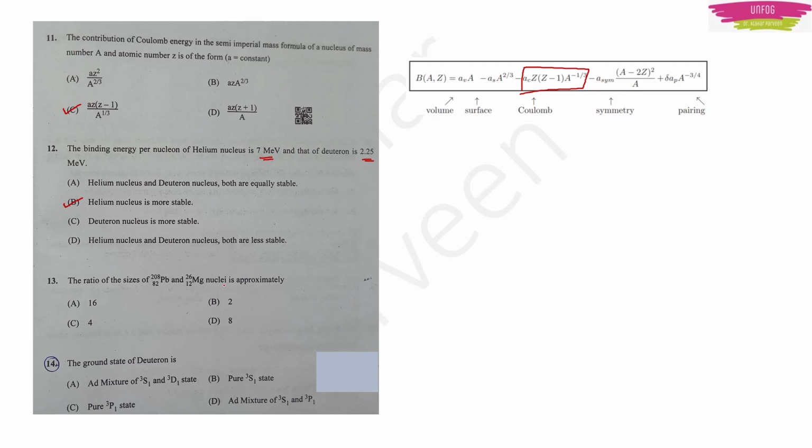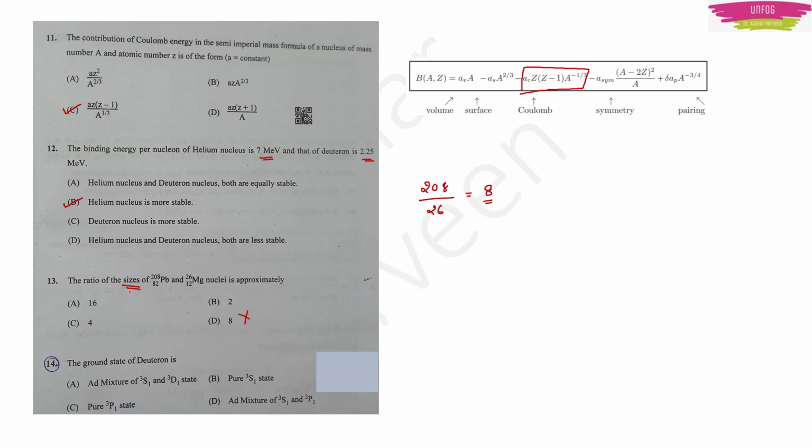Question number 13. The ratio of sizes of Pb 208/82 and Mg 26/12 nuclei is approximately. See here they are asking ratio of sizes, not ratio of masses. If it is ratio of mass, then you will just divide the mass number 208 by 26 and it will be 8. And the option is there, but this is wrong. You have to carefully read the question. Here they are asking ratio of sizes.